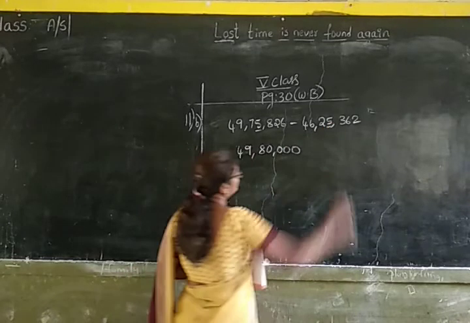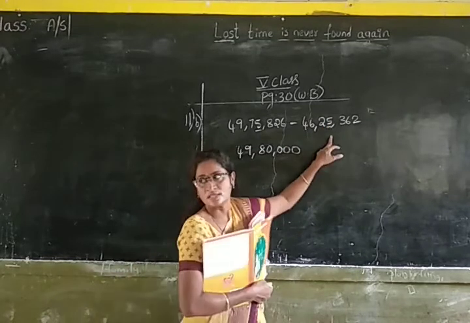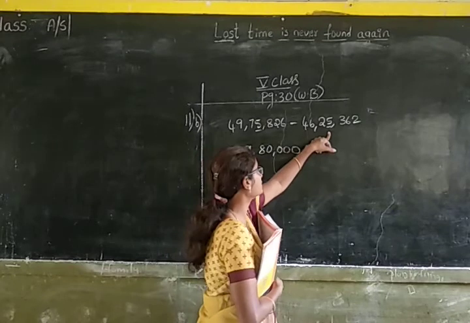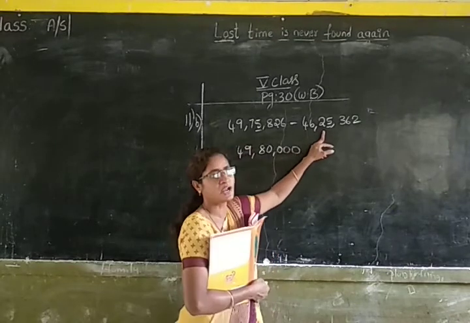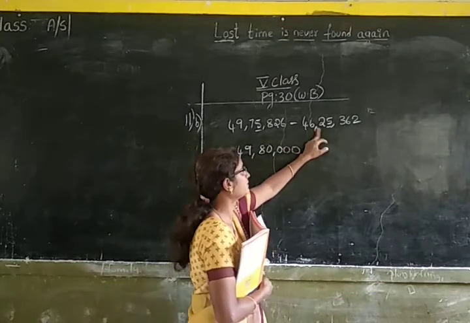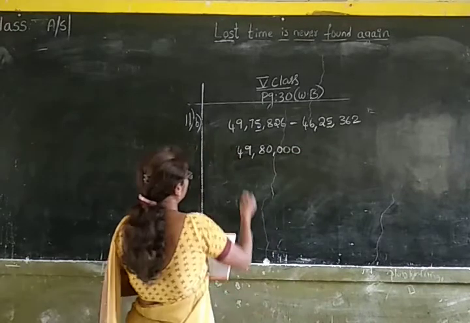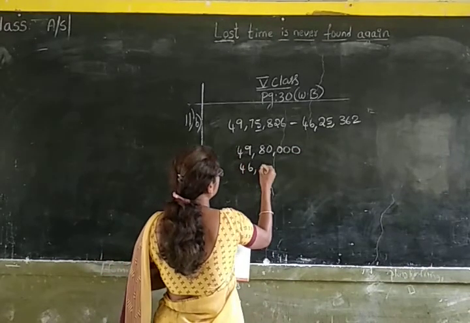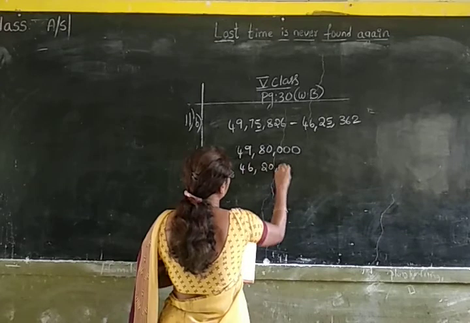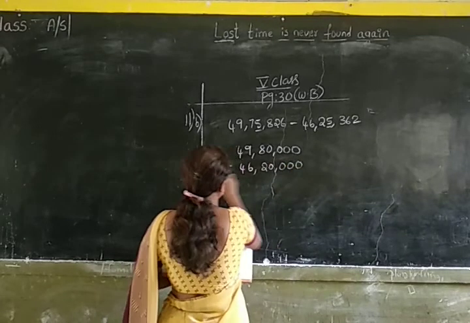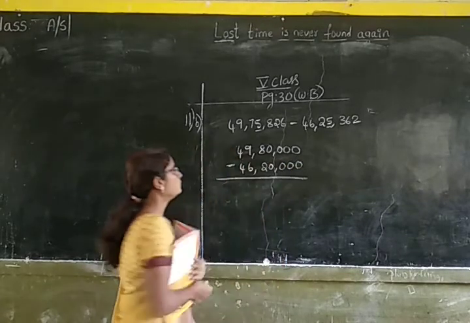Here the number at the thousands place is 5. So we have to add 1 to the next number. So this number will become 46 lakhs 20,000. 46 lakhs 20,000. Okay children.